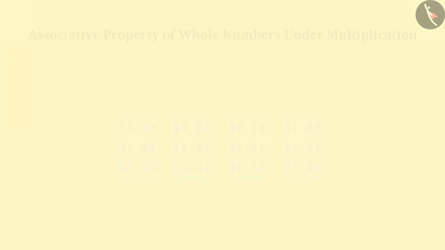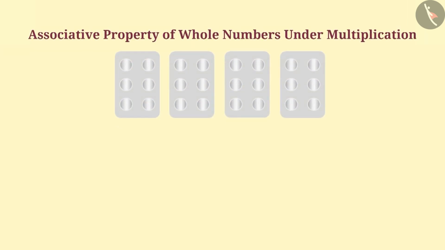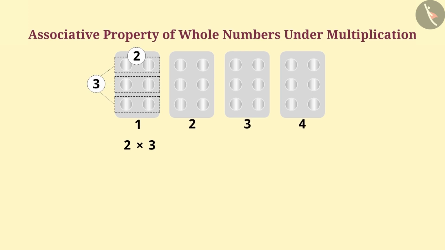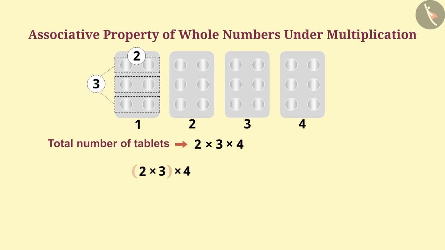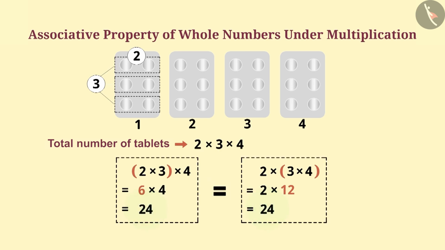Now let's talk about multiplication. Look at this picture. Will you be able to tell the number of tablets by the operation of multiplication? There are 2 tablets in each row. Therefore, 3 rows will have 2 multiplied by 3 tablets. And since there are 4 packets, the total number of tablets is 2 multiplied by 3 multiplied by 4. To solve this, a group of 2 and 3 can be made, or a group of 3 and 4 can be made. In both cases, the result is 24 tablets only.